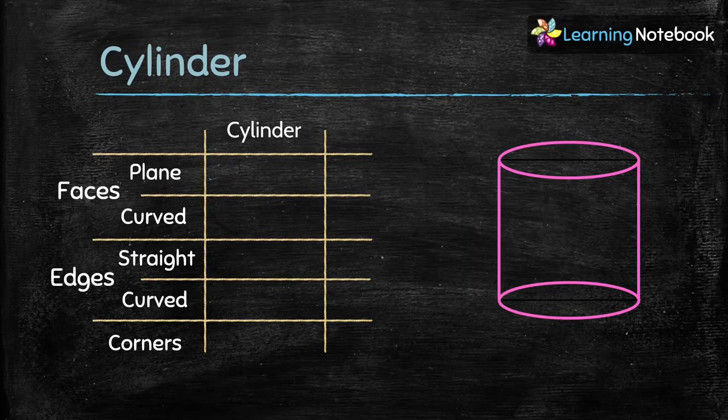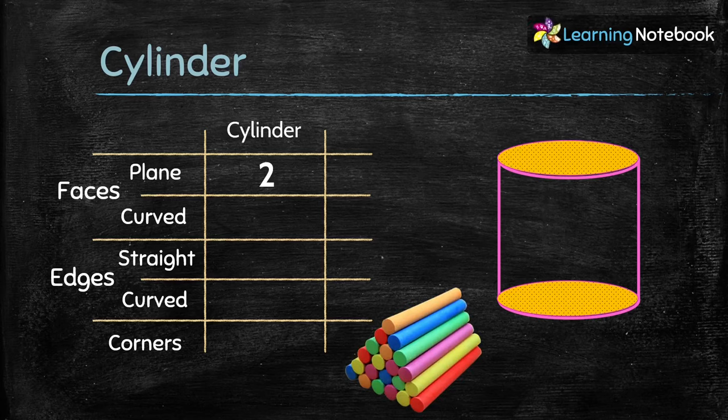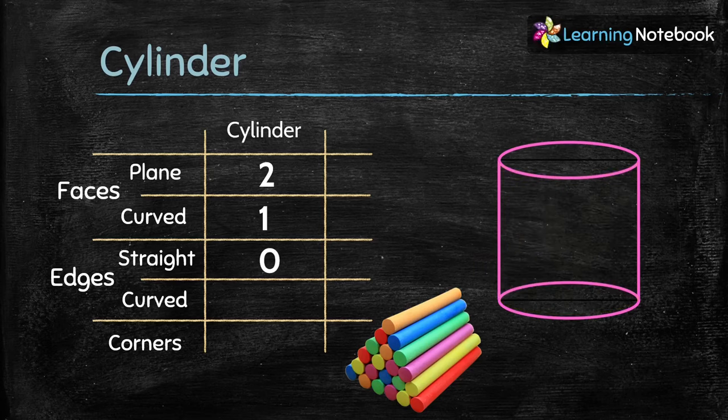Let's see the next solid shape, which is cylinder. A cylinder has 2 plane faces, 1 at the top and 1 at the bottom, and it has 1 curved face as shown here. Now edges. A cylinder has no straight edge, but it has 2 curved edges, 1 at the top and other at the bottom. And lastly, corners. A cylinder has no corners.